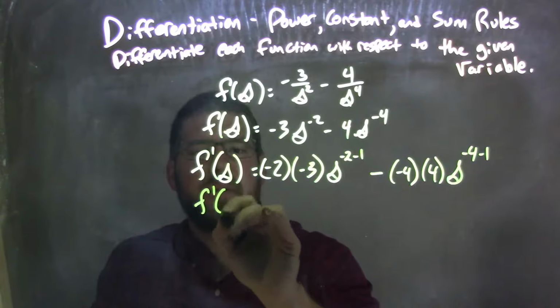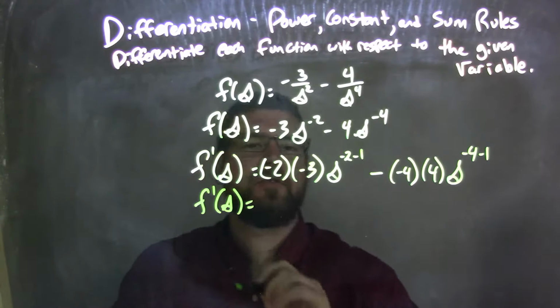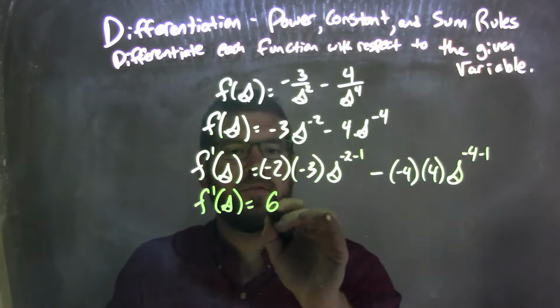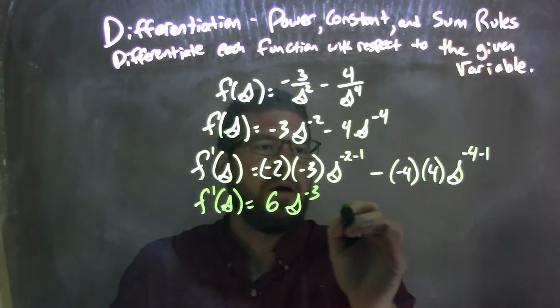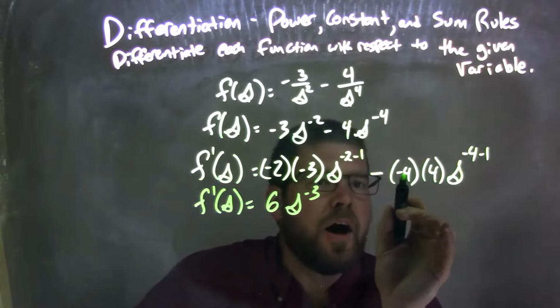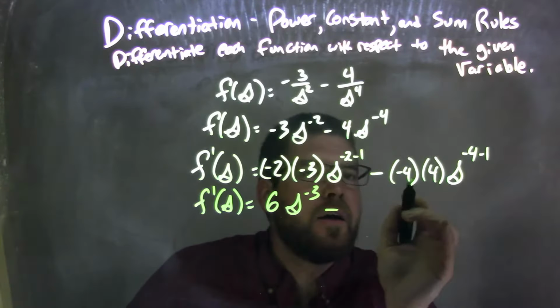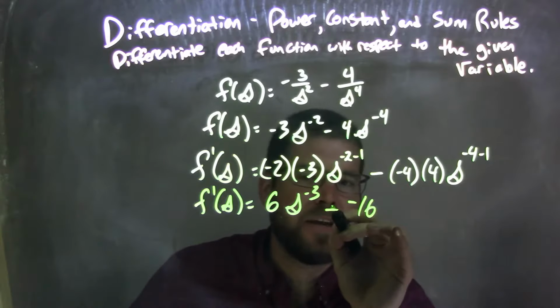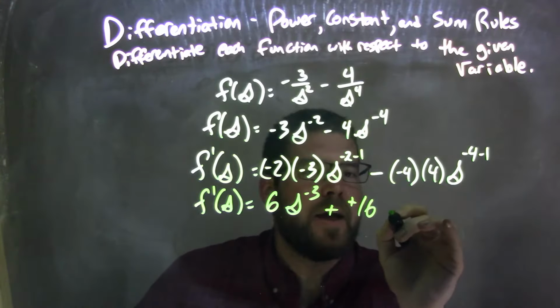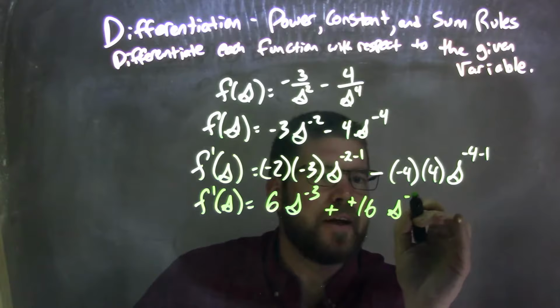F prime of s, negative 2 times negative 3 is a positive 6, so we have positive 6, s here, negative 2 minus 1 is a negative 3. And then now we have subtraction here. Negative 4 times positive 4 is a negative 16, and plus and minus a negative is the same thing as plus a positive. And then we have s to the negative 4 minus 1, which is negative 5.